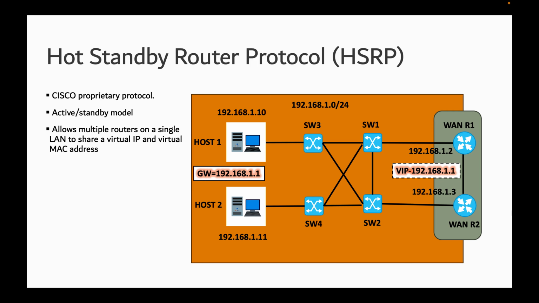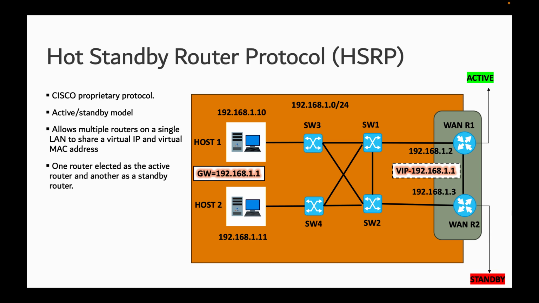From the group of routers, there is one router elected as the active router and another as the standby router. Here you can see I have R1 as active and R2 as standby. The active router assumes the role of forwarding the packets. And in case of failure, the standby router takes over as the new active router. During the failure, none of these changes happen on the host. As I said earlier, the host gateway IP address will remain the same, the default gateway set to the virtual IP address.